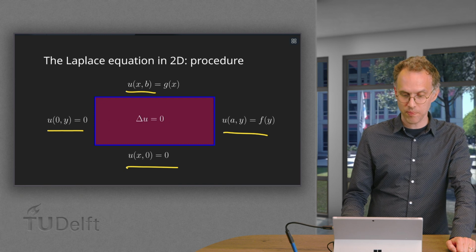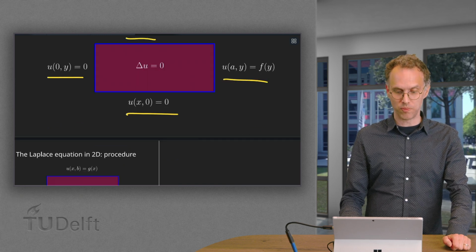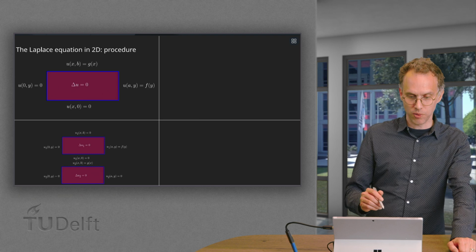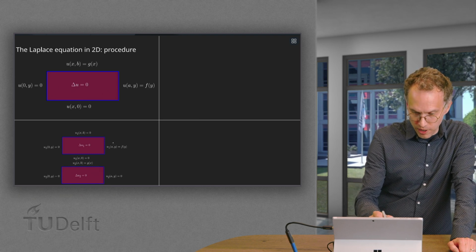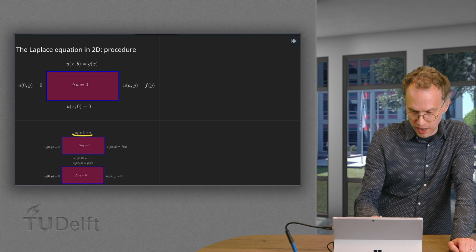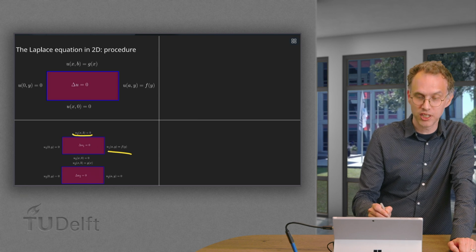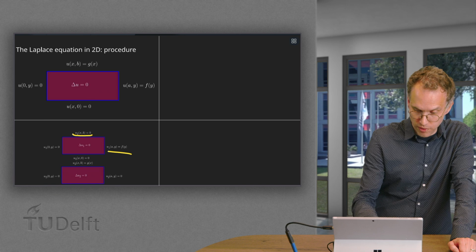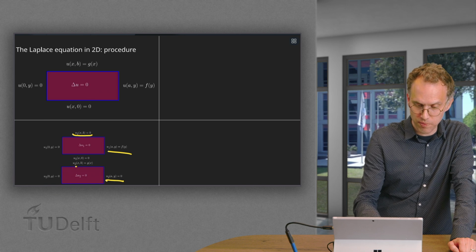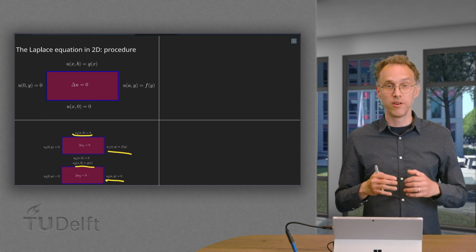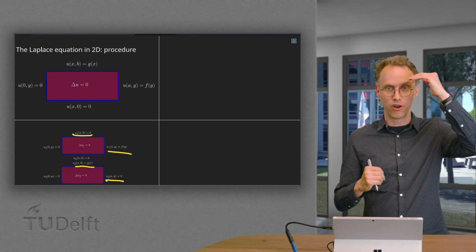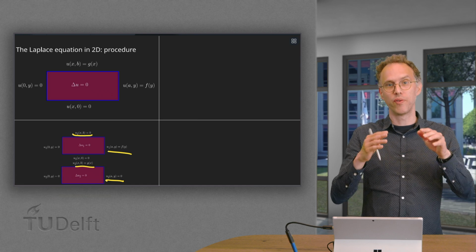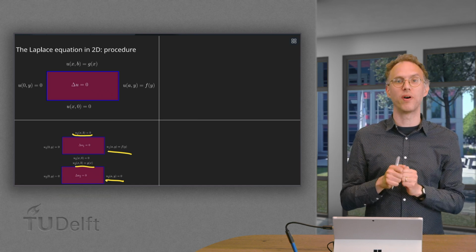So what do we do then? We split this problem into two. We have one problem u1 where we have on the top 0 and here are rubbish, and we have a u2 where here we have 0 and on the top we have our rubbish. So we split into two problems where we have 0 on 3 sides and rubbish on 1, and another one where we have 0 on 3 sides and rubbish on 1.